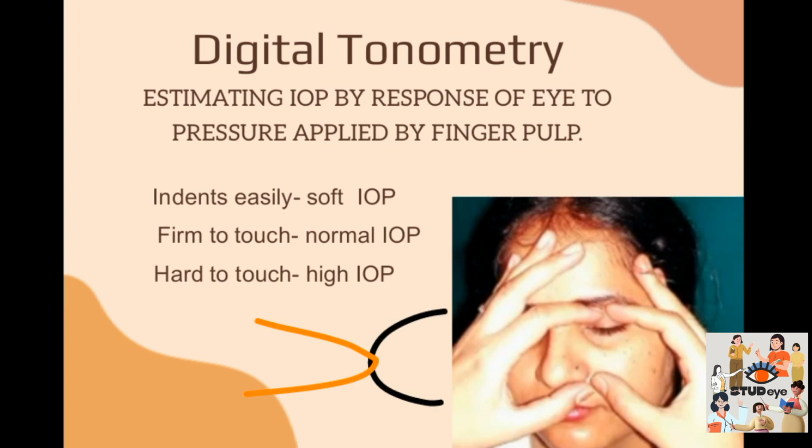And when it is hard to touch, when you apply pressure the eye doesn't indent easily and it is very hard for you to exert pressure, it means high IOP, the eye is hard. This is how you evaluate the IOP in these patients when you don't have any instrument and you are using the digital tonometry technique. This is just a rough estimation of IOP, and you can gain expertise in this technique when you have done a lot of patients and a lot of practice.